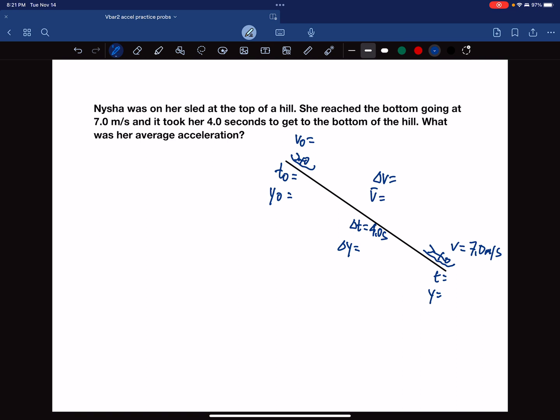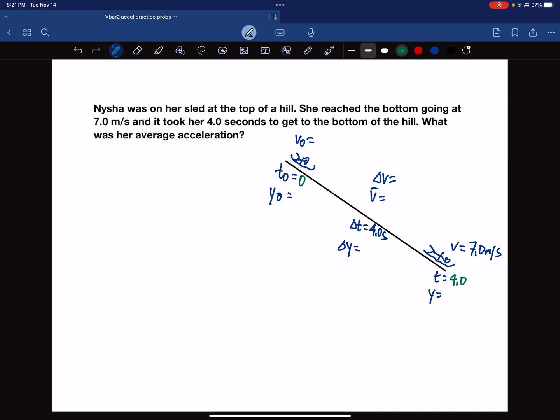Now, if we look at the other times, we're not given any other information about time. So we might say, well, maybe in the beginning the time was 0. Well, if the whole time she was traveling was 4 seconds, then that means the time at the end was 4 seconds. Now, notice we don't have any information at all about positions.